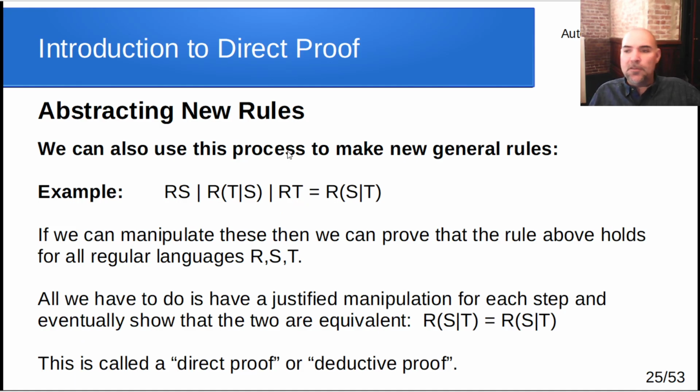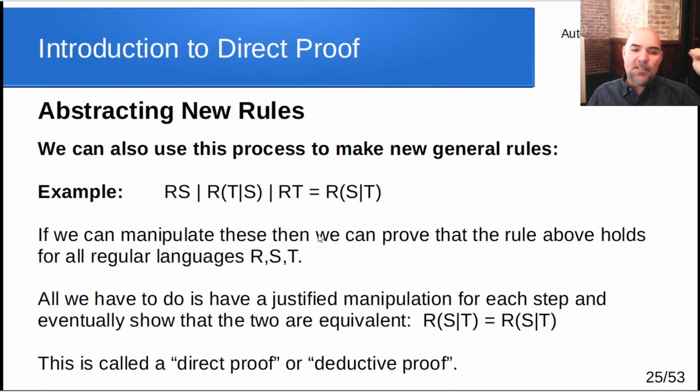But notice we can also use that process of manipulating things using abstract expressions. So here we say we have R, S, union R concatenated with T, union S, union with RT. That is always going to be equal to RST, no matter what regular language or what expression we have plugged into R, S, and T.